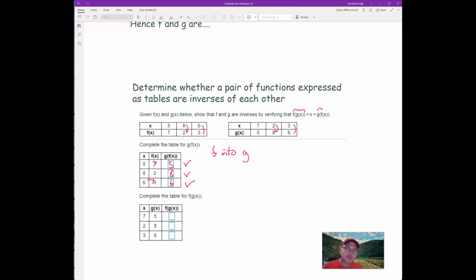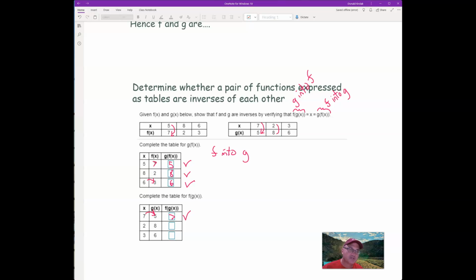I'm sorry, we did this one right here. This is f into g. So that passed. Now I'm going to check the other one. Now I'm going to put g into f. Let's see how this works. I'm going to start over on the g table. 7 gets mapped to 5. Then that 5 becomes the input. 5 gets mapped back to 7. Yep, I ended up with what I started.